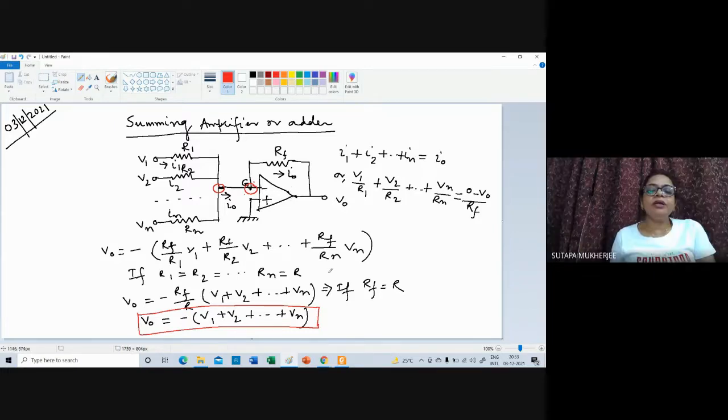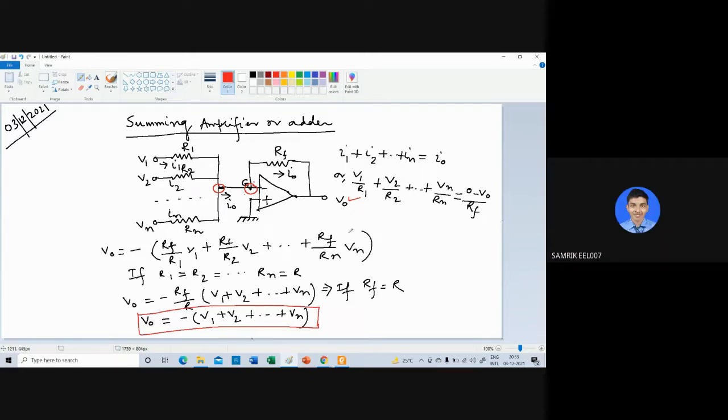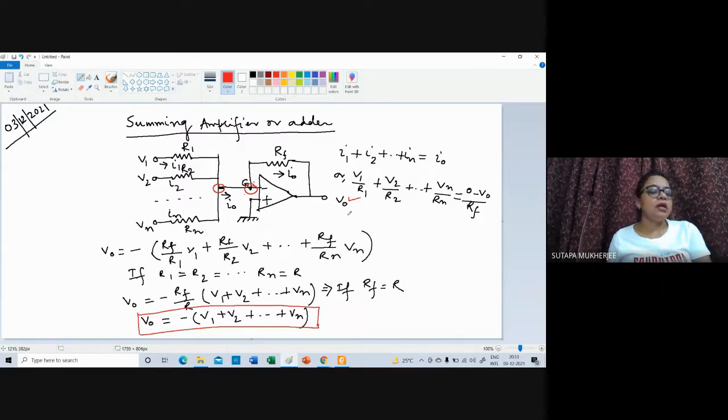Just write down: the output voltage is numerically equal to the algebraic sum of the input voltages. I repeat: the output voltage V naught, that is V out, is numerically equal to the algebraic sum of the input voltages, that is V1 to Vn. Hence the name of the circuit.